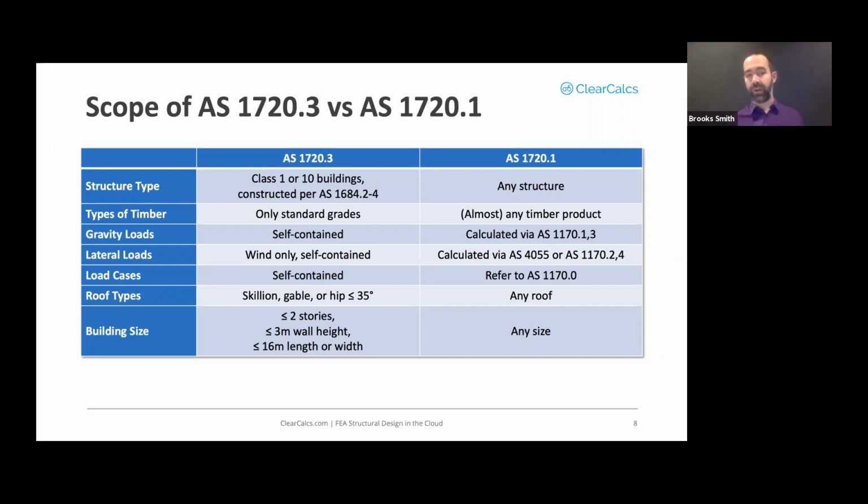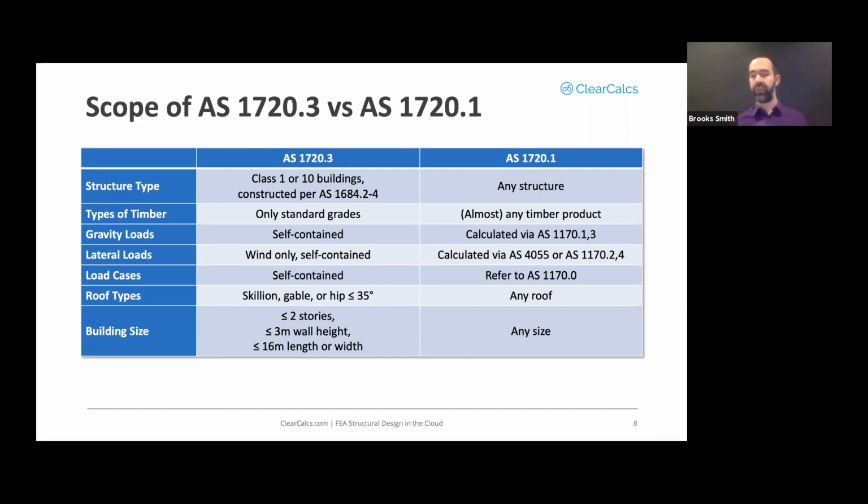And the load calculations, all of your load cases, all of your load definitions are self-contained within 1720.3. If you're designing with point 1, you have to go instead use the separate standards. You have to use the 1170 series or AS4055 for residential wind loads for all of your load and load cases. The biggest restriction, though, with 1720.3 is in the size and features of the building.